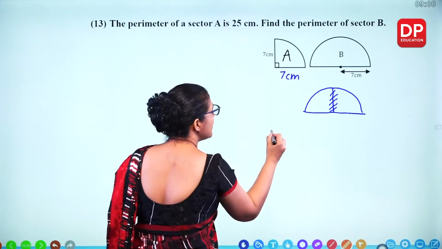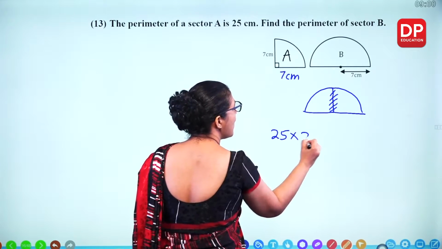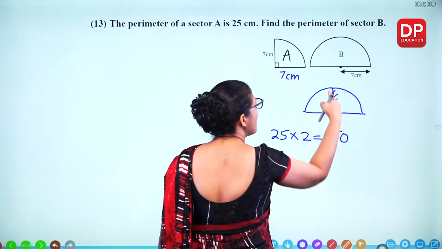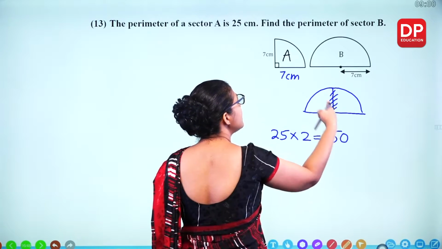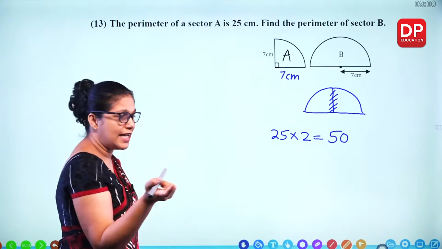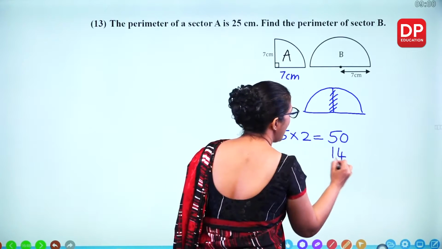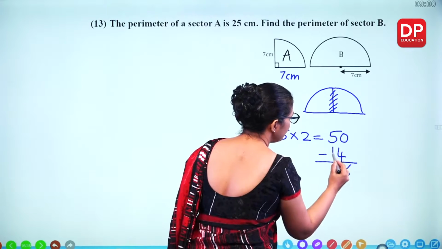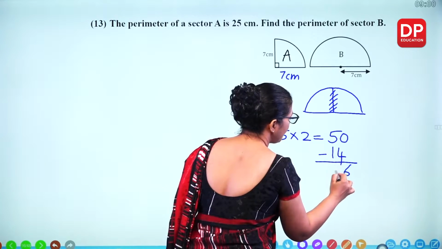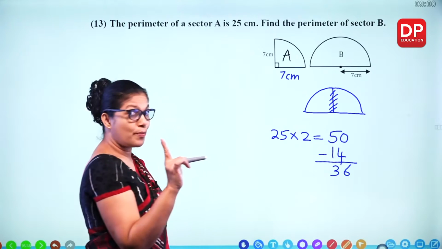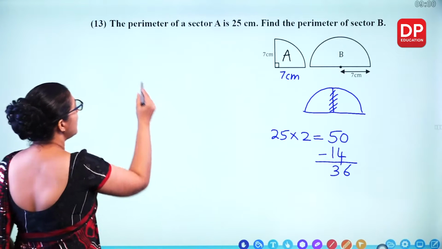Perimeter for this one is 25. Double of that is 50. But you get extra 2 lines here, 7 and 7. That means 14. So subtract 14 from that. 36. That's also possible.